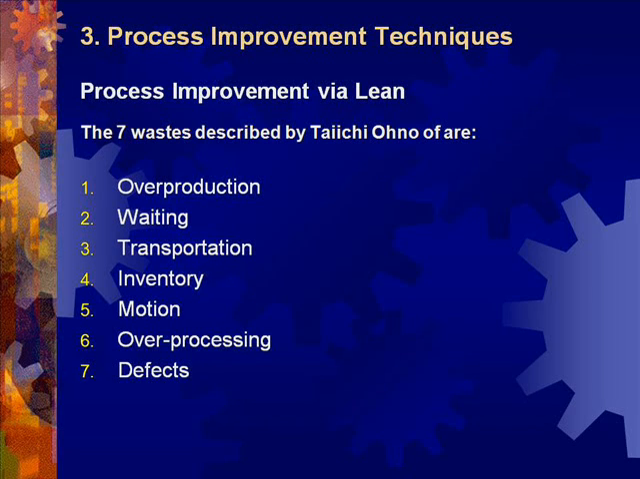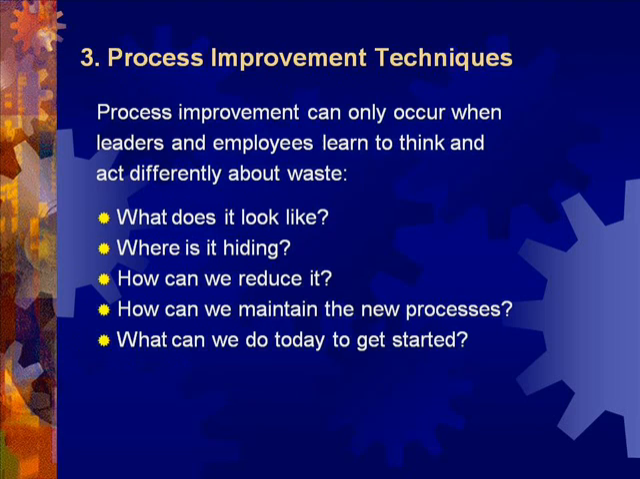A third process improvement strategy is called Lean. Invented at Toyota, it really provides a taxonomy for the questions. It helps us to understand what waste looks like in 7 different forms. Employees learning to identify this waste and eliminating it all contributes to improving processes and making lots of money go to the bottom line by eliminating the waste. This improvement can only occur when leaders and employees learn to think and act differently about waste.